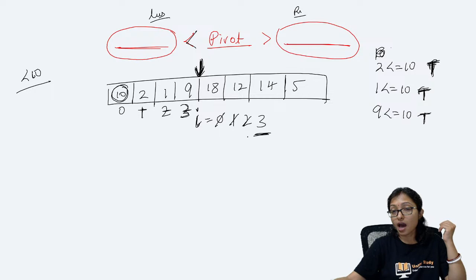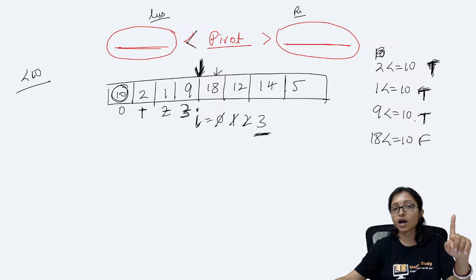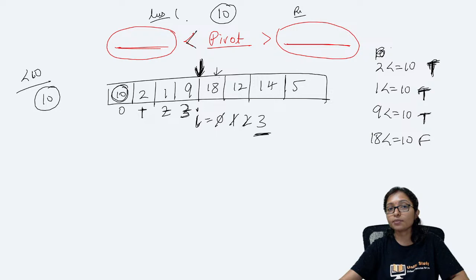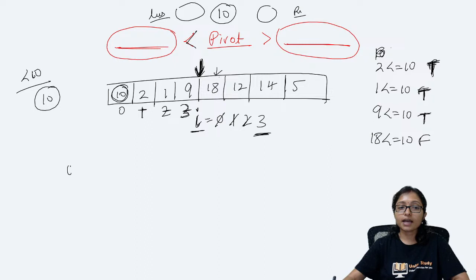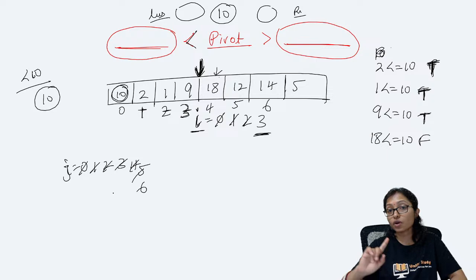After that, when I got to 18, 18 is less than or equal to 10, false. So that's why I did not increment i, because my target was to put the elements less than 10 on one side and the other elements greater, so that all the elements are arranged properly. That's why I stopped incrementing i. But j value is updated here. Till now j value was updated 0, 1, 2, 3. Now j came to 4, then 5, then 6. It is updated now. i value did not update.